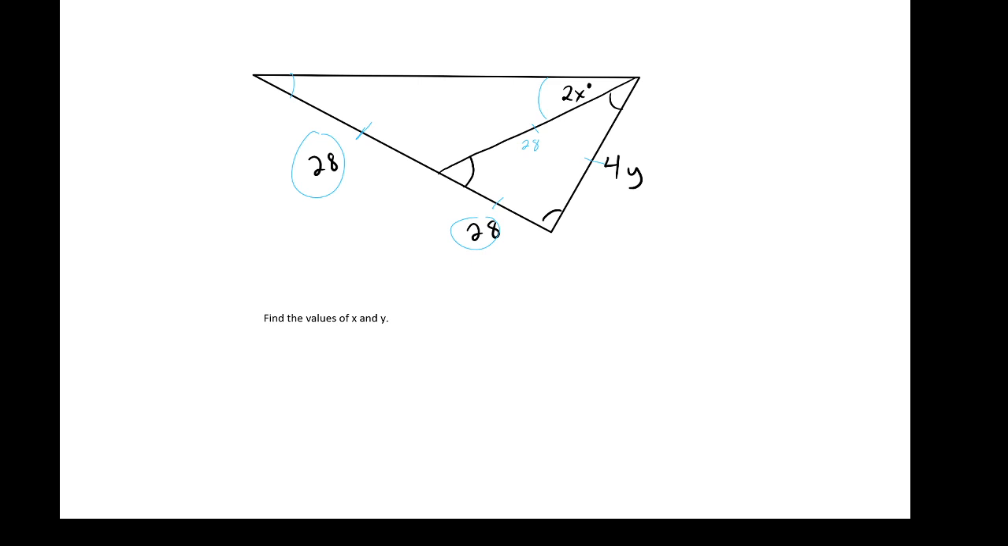So, which one do we want to do first? Well, I think there's one that should be pretty clear, since this and this are congruent because they're marked that way, we can do a quick little 4y equals 28, right? To solve for y and to get that y is going to be equal to 7.